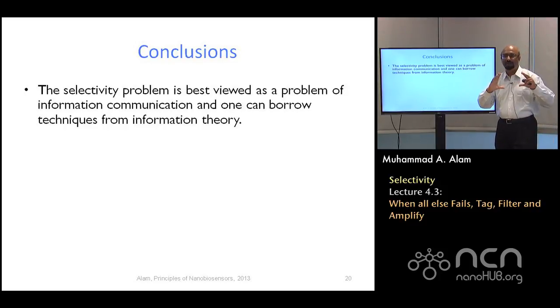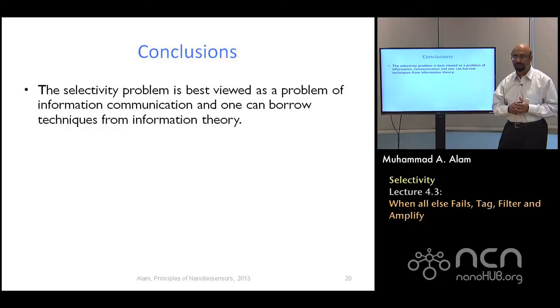One is that you can think about it as a matrix, and you have a vector, which is your input target molecules, and the response is another vector, which tells you whether the molecules are present or not. If the matrix is extremely diagonal, then it's very selective. The other way you can do it is by comparing it to information theory. That's another way of thinking about this problem.